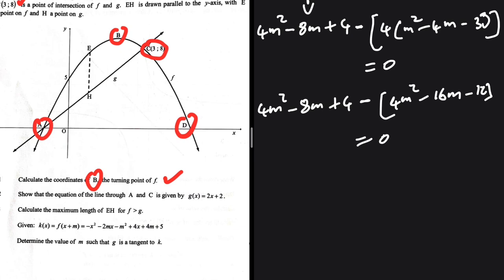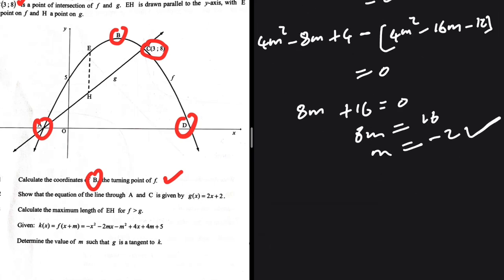So 4m squared minus 4m squared, that is 0. And then minus 8m minus 16m, that is going to give us plus 8m. And then plus 4 minus 12. So 4 plus 12, that is 16. This is equals to 0, it seems. So 8m is equals to 16. So m is equals to minus 2. M is equals to minus 2. Okay, I see what the problem was.